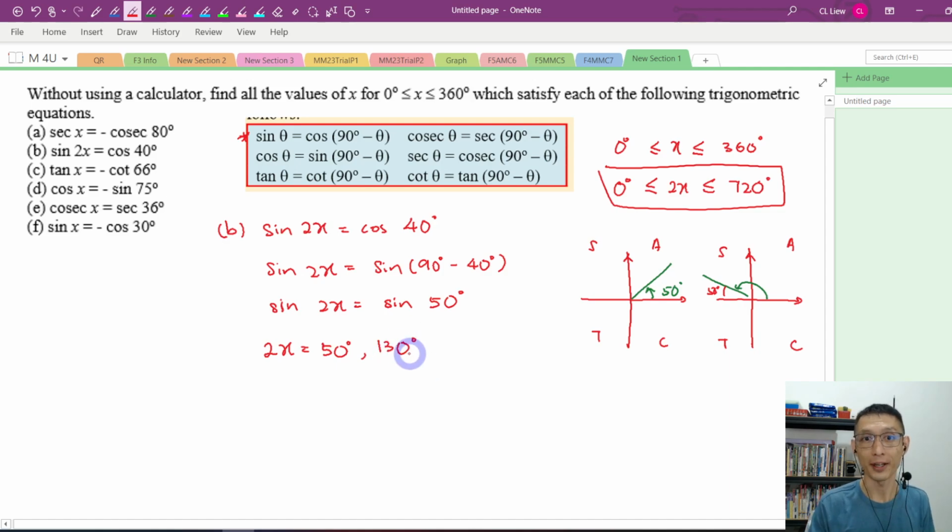But we cannot stop here because now we're talking about 2x, not x. 2x is from 0 degree to 720 degree. That means we can go one more round. So we take 50 degree plus 360 degree. So it will be 410 degree. And this 130 plus 360 degree. One more round.